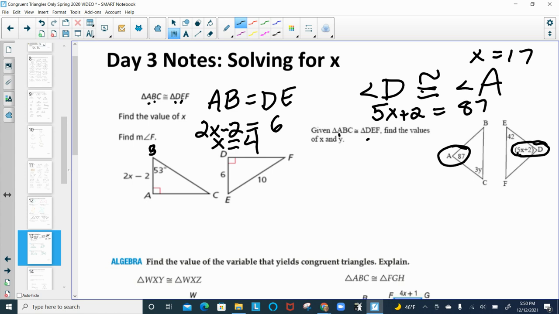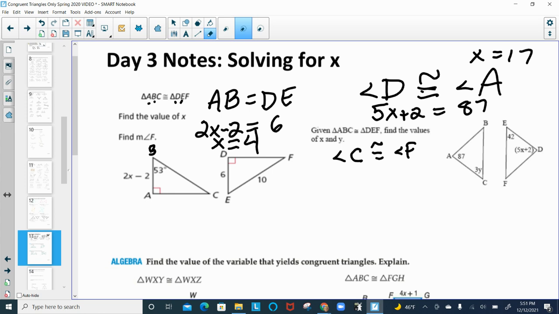Now finding y is a little more difficult. And let me show you why. It's just this particular problem, it's a little bit more difficult. So if you look at where we have the y variable, that's angle C. Angle C is congruent to angle F. So let's write that. Angle C congruent to angle F. But the problem that we have here is that we don't know angle F.